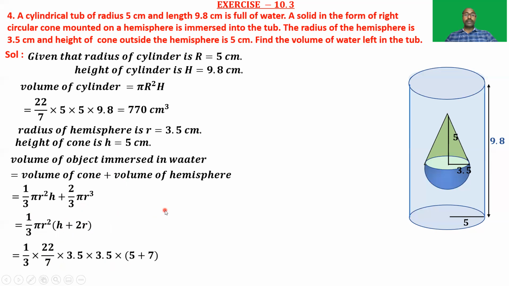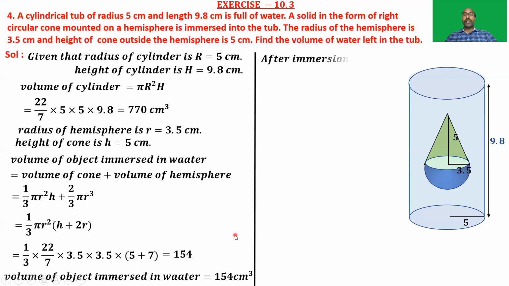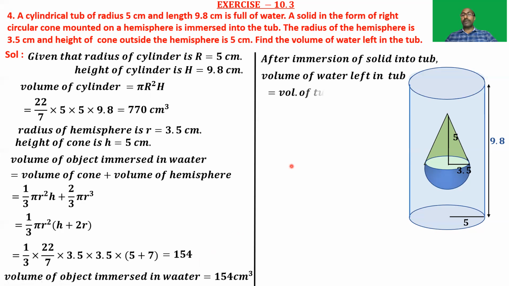Okay. So after simplification, we get this value as 154. So the volume of the object immersed in water is 154 cubic centimeter. Now, after immersion of this solid into the tub, the volume of water left in the tub is equal to the volume of tub minus the volume of solid, because the volume of water that flows out is equal to the volume of the object immersed into the tub.